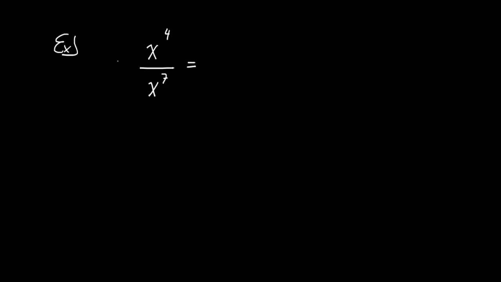Hopefully you recognize here that we're using a quotient rule. So we're going to have x to the 4 minus 7 power. We're subtracting our exponents, and this gives us a value of x to the minus 3. But it's sort of bad grammar to leave negative exponents. We don't ever want to leave negative exponents. So if we want to make this positive, we are going to bring this over a value of 1 and make the exponent positive. Let's go ahead and try another example.